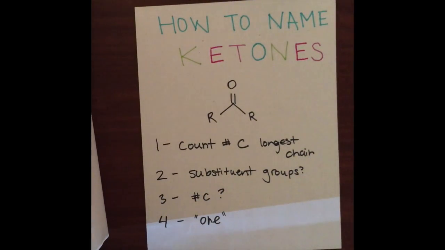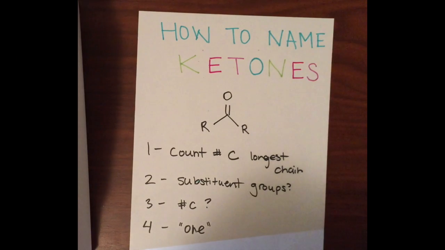It is important to follow these steps when naming ketones. First, we want to identify the longest carbon chain and count the number of carbons. Second, we want to look for any substituent groups. Third, we want to identify where the carbonyl is attached, so what number carbon the carbonyl is attached to. And lastly, we want to change the ending of the name with the suffix "one", O-N-E. Don't forget about alphabetical order when putting your name together.